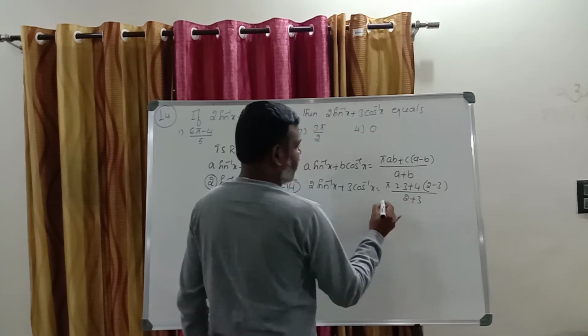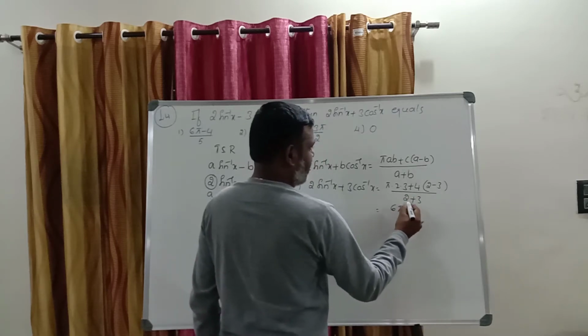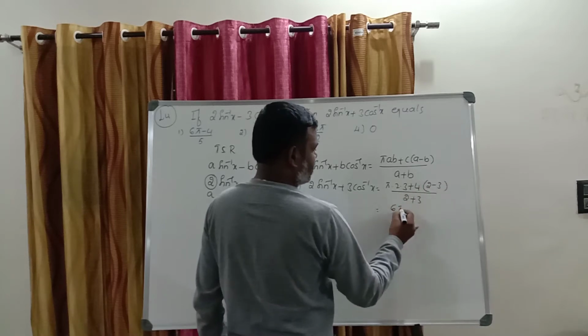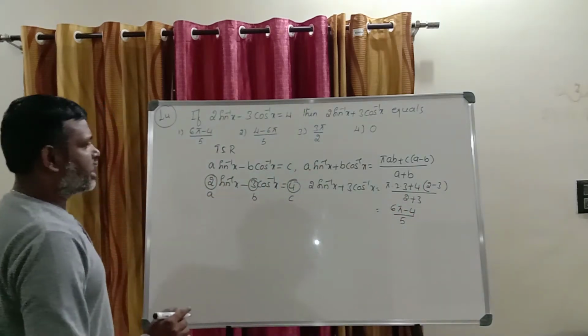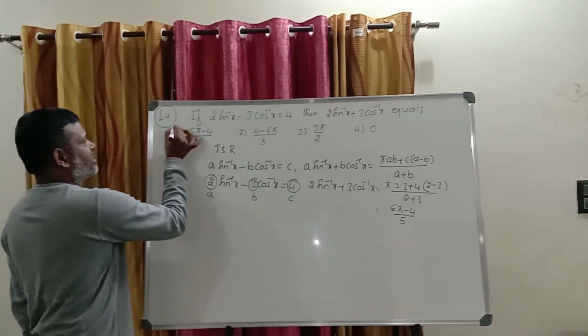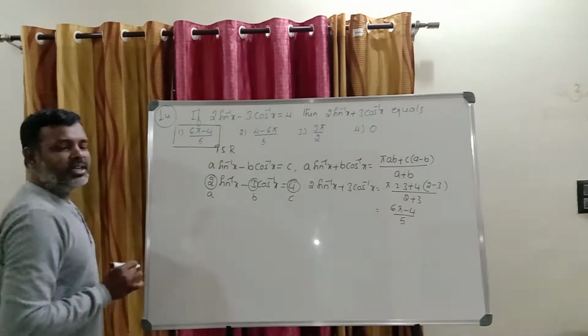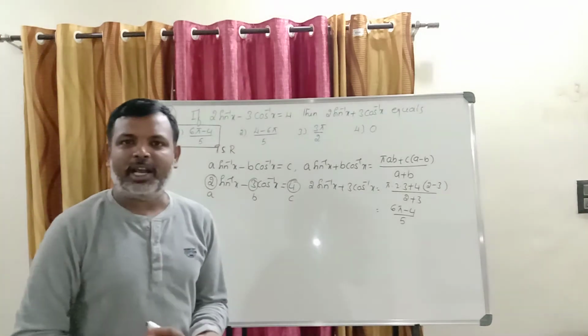Simplify that. That is equal to 6 pi. So 2 minus 3 is minus 1, that is minus 4 divided by 5. So 6 pi minus 4 divided by 5. This is the perfect answer for this option. Is it clear? Understand it very simply.